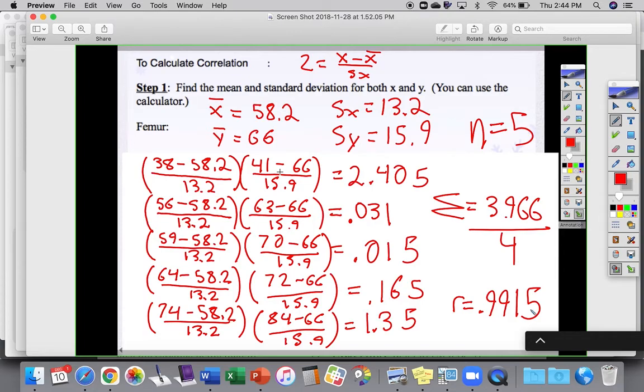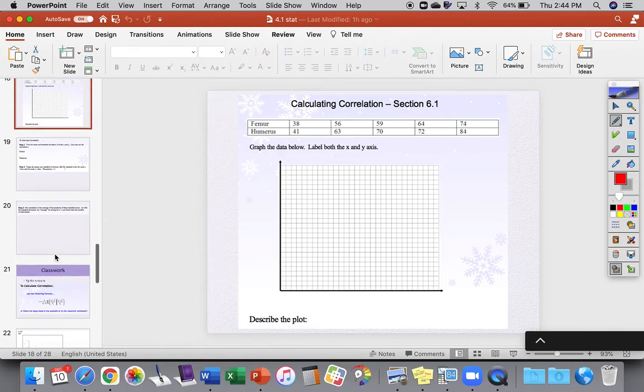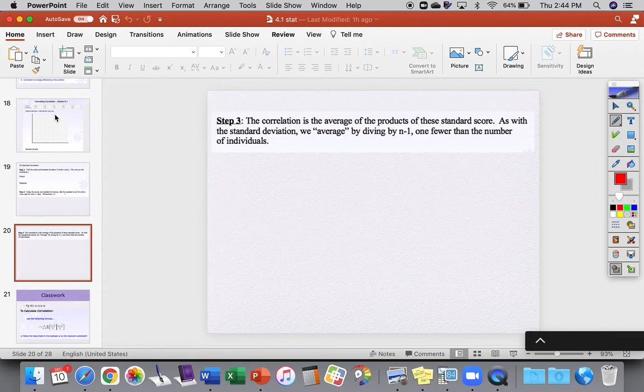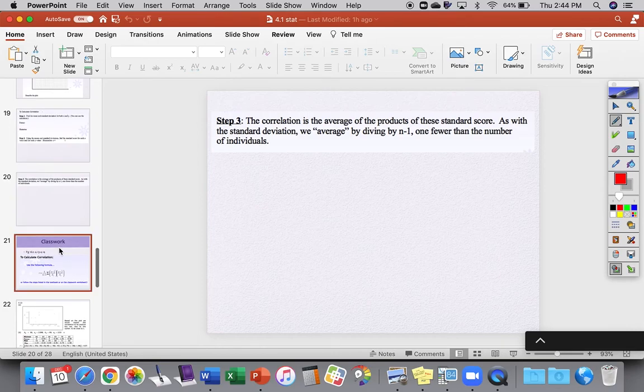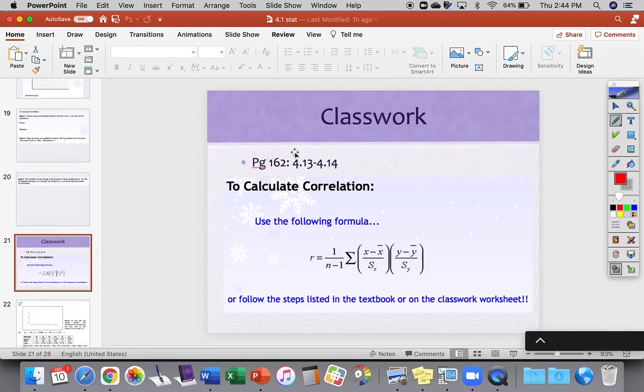The good news is you will only be asked to do this basically one more time, and then we will be done doing calculation of correlation by hand, and we will do it on the calculator. So back to our slides. So that was our worksheet. Okay. What you're going to do right now is you are going to do page 162, numbers 13 and 14 as classwork. But before we get into the classwork, which you're going to do correlation by hand just once, you're going to go on and take a quick video check quiz.